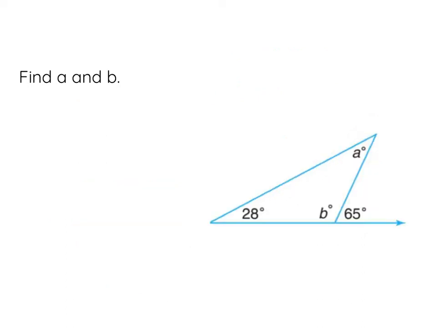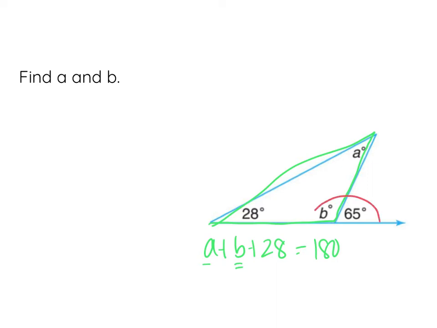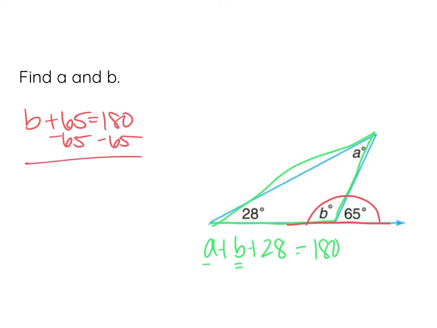Okay, another one. So same thing, we have to find a and b. If I were to look at this and I said a plus b plus 28 equals 180. Well, that's true, right? Because this is a triangle. However, again, we can't have two variables in an equation and be able to solve for it. However, I do have information here because those two form a line, right? And a line is 180 degrees. So I know that b plus 65 has to equal 180. So b is 115.